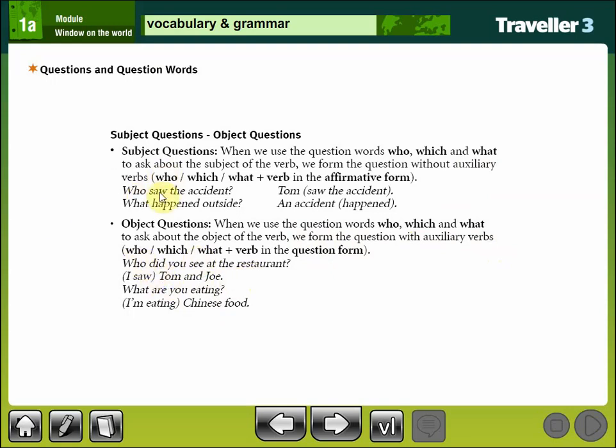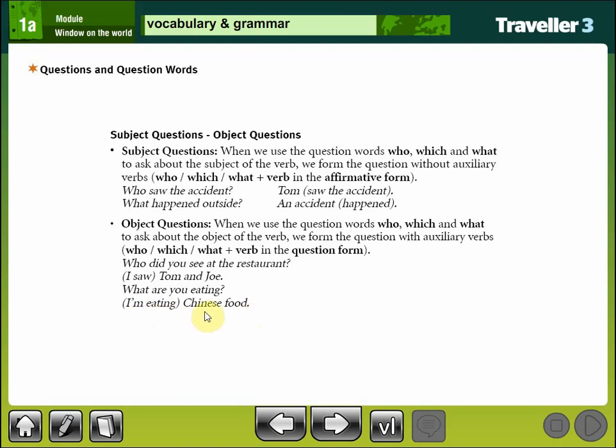It's not the subject here, not the doer of the verb, but what affected the verb. So what did you see? We call it the predicate or the object. What did you see at the restaurant? I saw Tom and Joe. You can just say Tom and Joe. What are you eating? Chinese food.